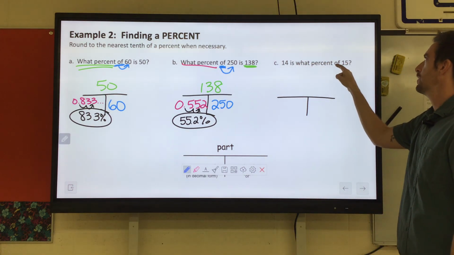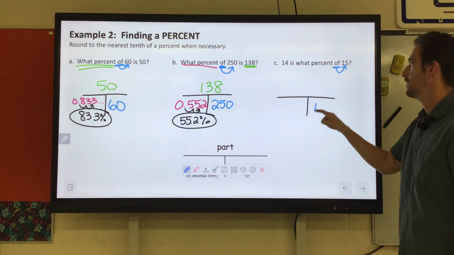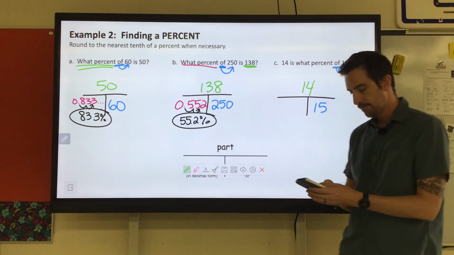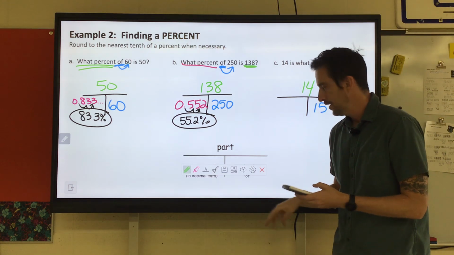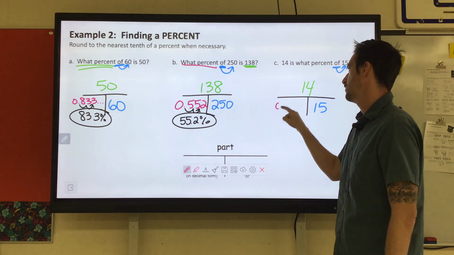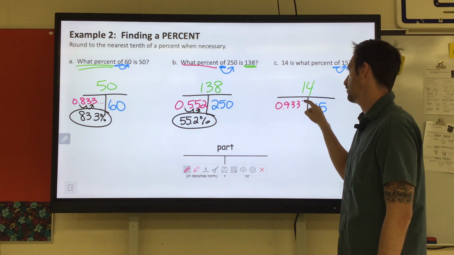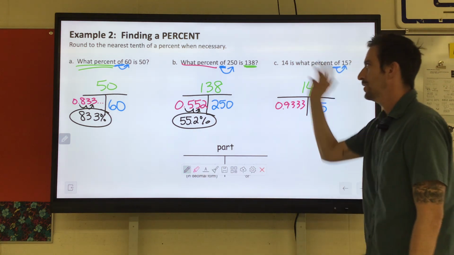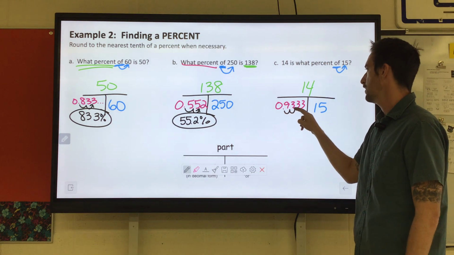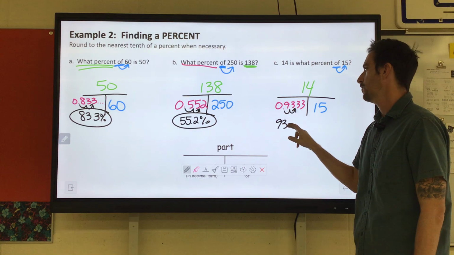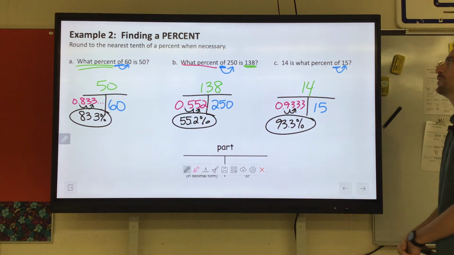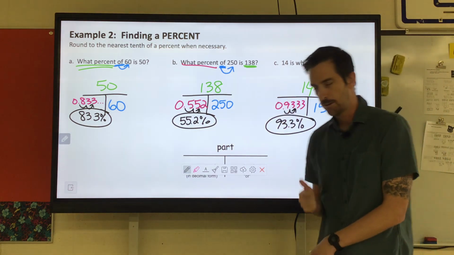14 is what percent of 15? 15 is the whole. We're looking for the percent here, so 14 is the part. If we divide 14 divided by 15, my calculator gives me 0.9333333. You could put the bar over it if you want. Usually it has us round to the nearest tenth. So if we multiply by 100 or move the decimal twice, that'd be 93.3%. So we found the part, we found the percent.